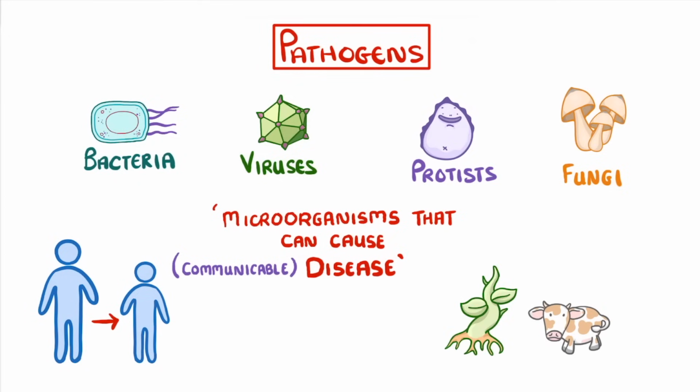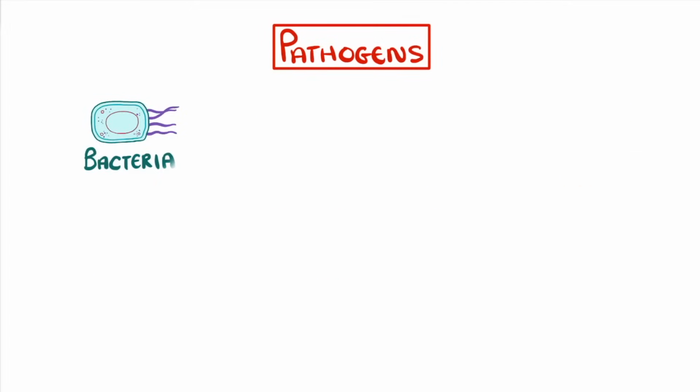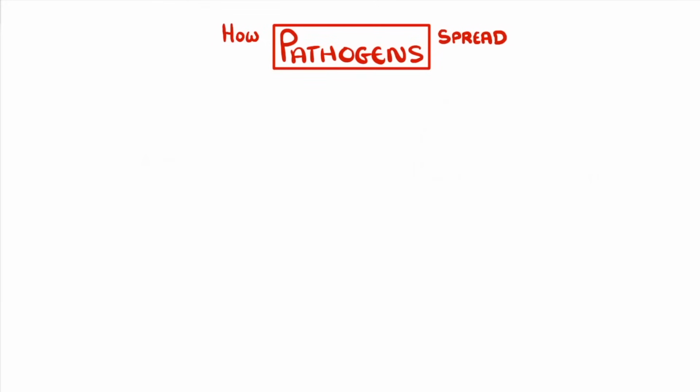Over the next 3 videos, we're going to take a closer look at each of these 4 types of pathogens, and at some examples of the particular diseases that they can cause. For now though, we're going to focus on how these pathogens spread from person to person, and what measures we can take to reduce this spread.